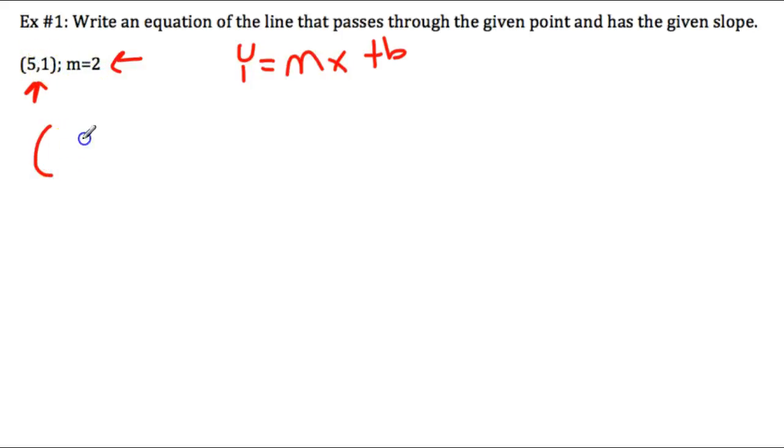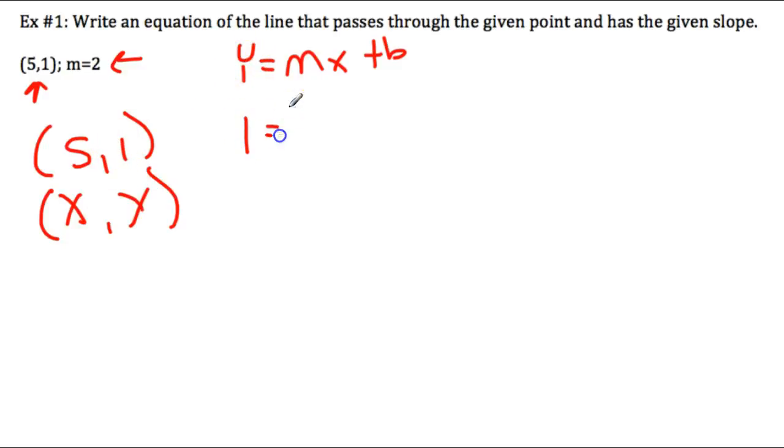So if you remember, the first number is always the x, and the next number is always the y. So my y in this case is 1. I'm going to plug it in. My m equals 2. It says it right there. That's the slope. My x, this is the x right here, 5. So I'll put that right in there.